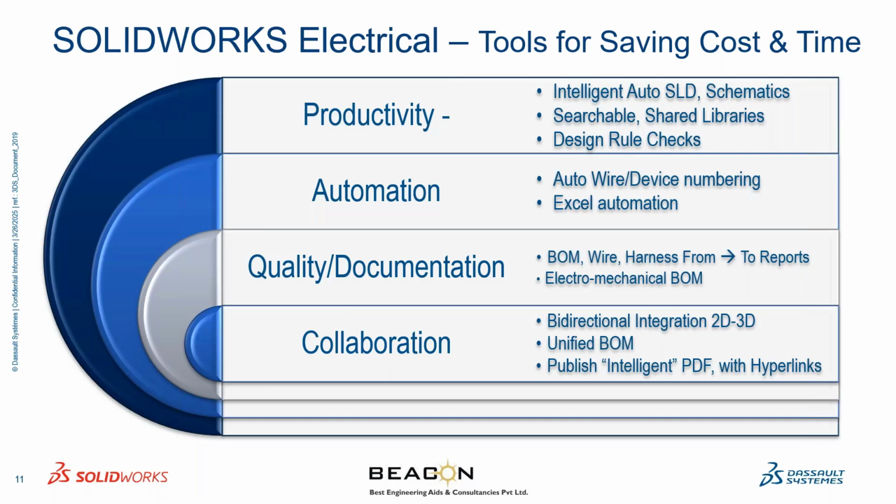So under productivity, you can see intelligent automatic single line diagrams, schematic, searchable shared libraries, design rule checks. So we have design rule checks where you can see what the errors are. Let us say some wires have not been numbered. You can run a test for which wires have not been numbered, and you can go and number those wires as well. And automation-wise, we have automatic wire and device numbering. We already saw that J1, J2 automatically took J3 like that, right? And device and wire numbering also happens automatically, and we know how we can do it.